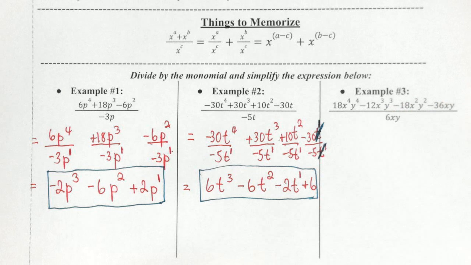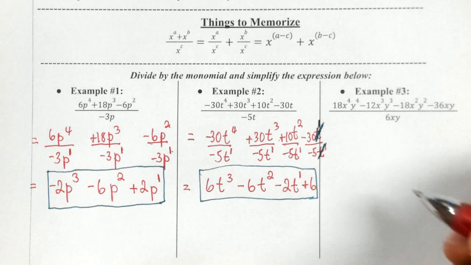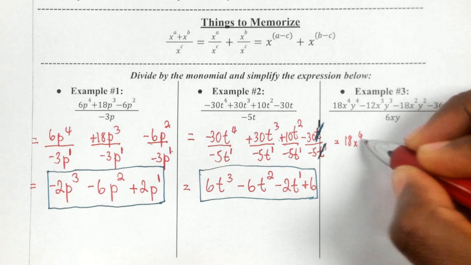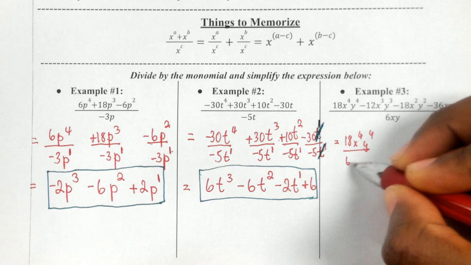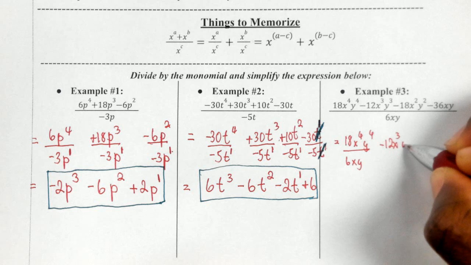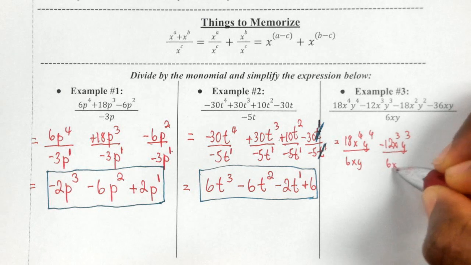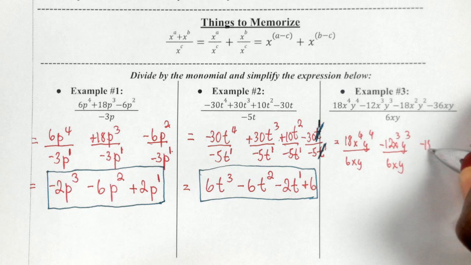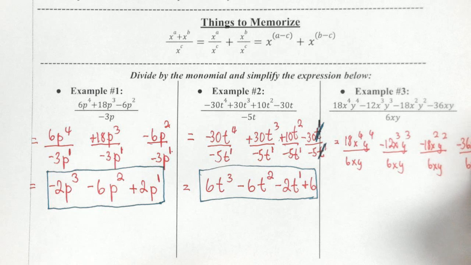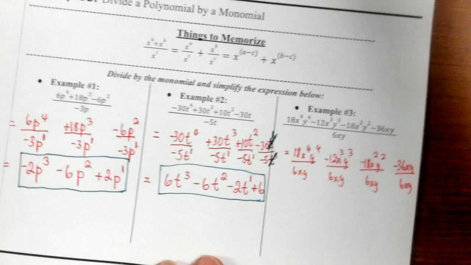So let's do the final question. This one is quite long, so I'm going to try to squeeze it as much as I can. I have 18x to the 4th y to the 4th over 6xy. Then negative 12x to the 3rd y to the 3rd over 6xy. Then negative 18x squared y squared over 6xy. And negative 36xy over 6xy. I was able to get it to all fit. Let me zoom out a little bit so you can all see.